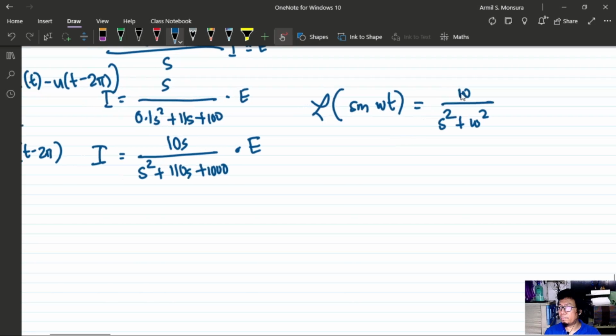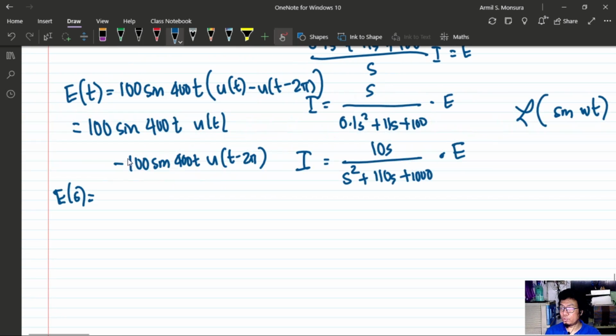So we have 400 here, and then multiply to 100 the constant, so 400 times 100 should give you 40,000, divided by s squared plus 400 squared. That's the Laplace transform of the first term, this one.